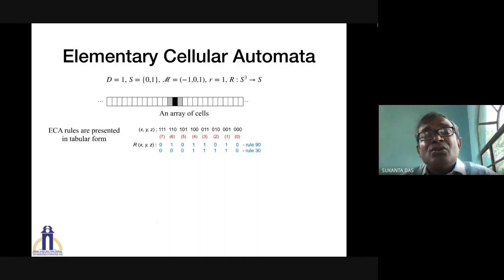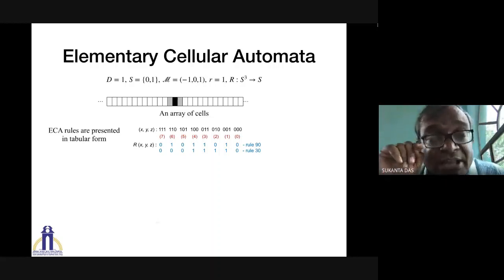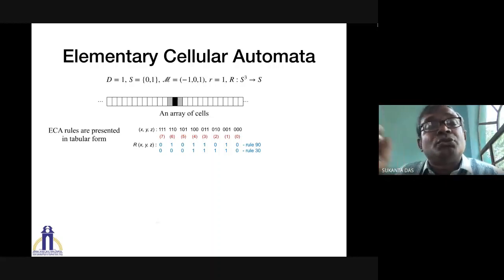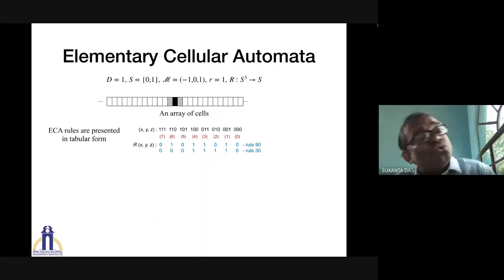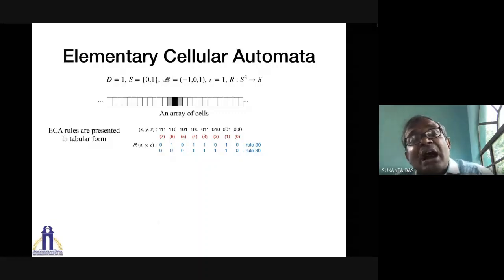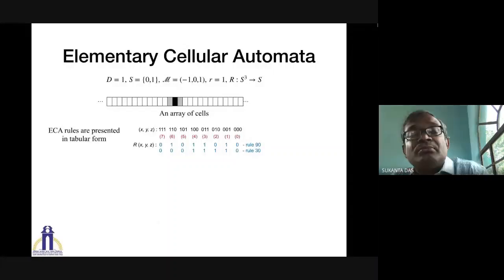Now, for each domain value, for each 0, 0, 0 or 0, 0, 1, I can get a rule value. I can get the R value. So I am writing the R value in the 3rd row. Look at the figure, look at the table. I've written R of X, Y, Z. So it shows that if X, Y, Z are all 0, then R is 0. This is one rule.